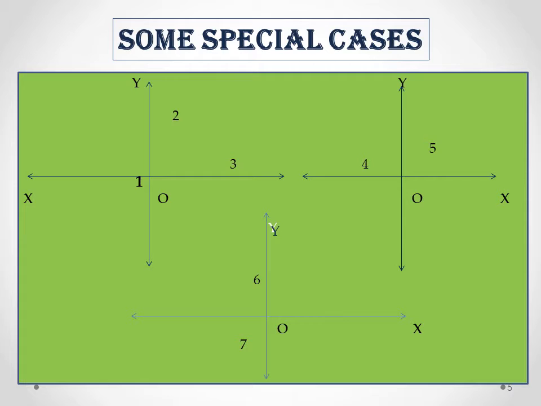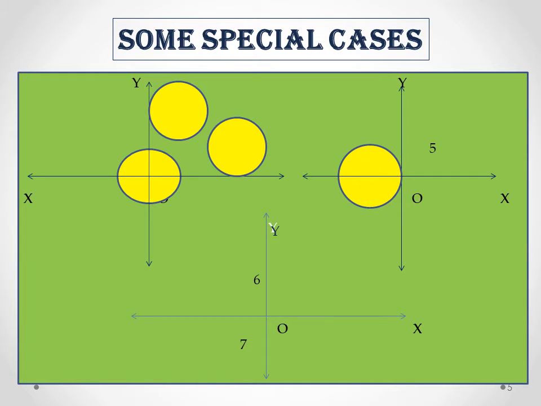Now there are some special cases. Special cases means how we can place the circle in a plane. There are various ways of placing the circle in a plane. If you make the center the origin, that is one way of placing the circle. Another way can be that it is touching just the y-axis. Another way can be that it is touching just the x-axis at one point. Another way can be that it is touching the x-axis and the center of the circle lies on the x-axis. Fifth way can be that it is touching both the axes, x as well as y, at one point each.